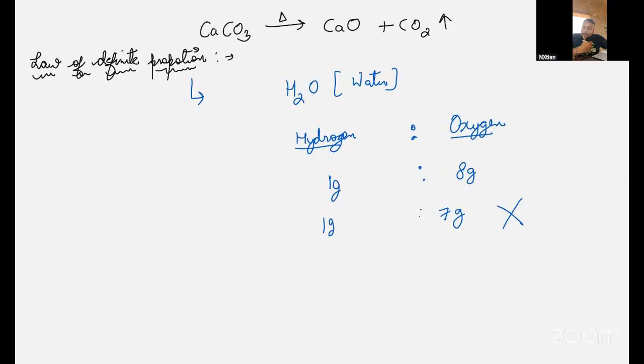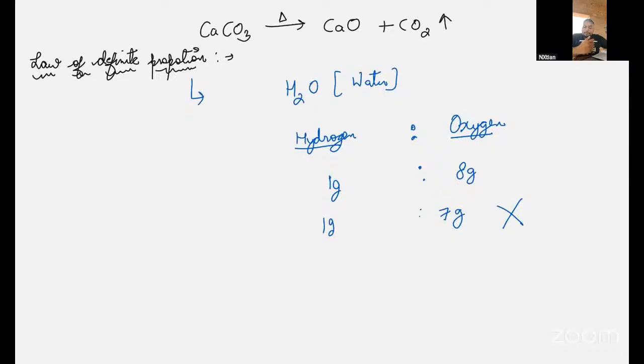In a chemical compound, the proportion by mass of the elements that compose it is fixed.